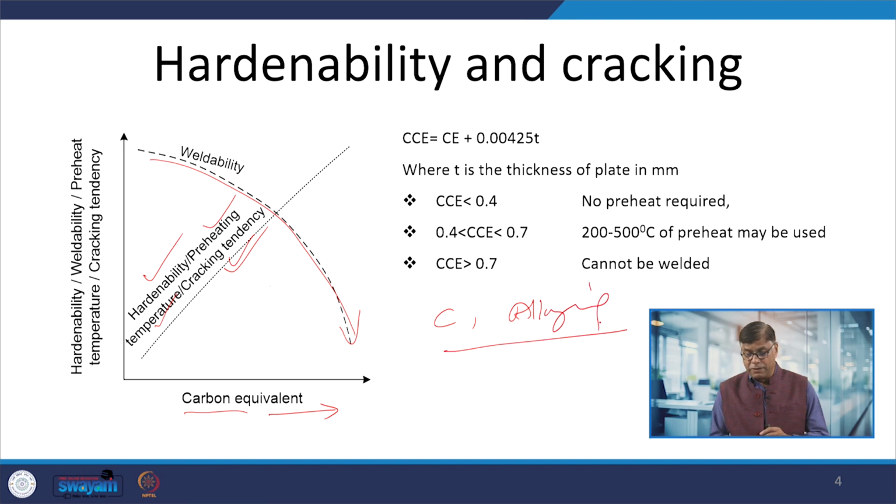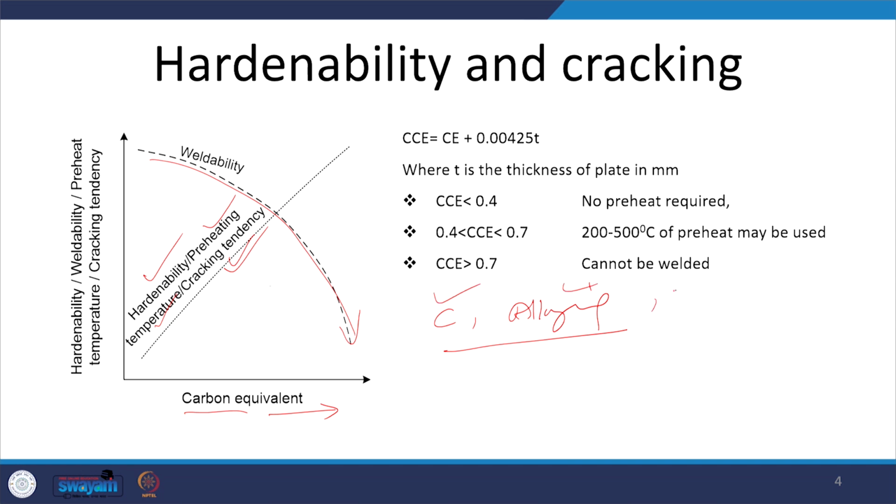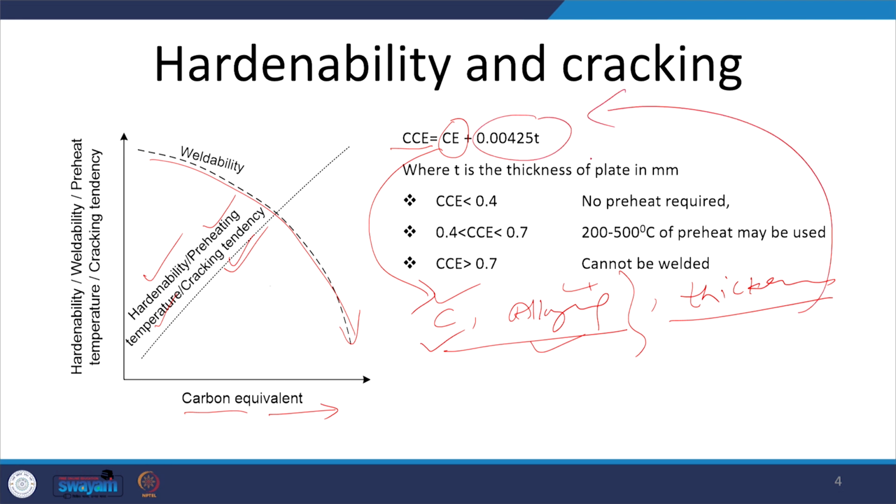About this we have talked earlier, but apart from the alloying elements, one more factor which also affects the ease of welding is the thickness. So, to consider the effect of not just the carbon content and alloying elements, but also the effect of thickness on hardening and cracking tendency, a compensated carbon equivalent is also calculated, which is based on the carbon equivalent from the carbon and alloying element proportions, but also considers the thickness. This thickness T is in mm.